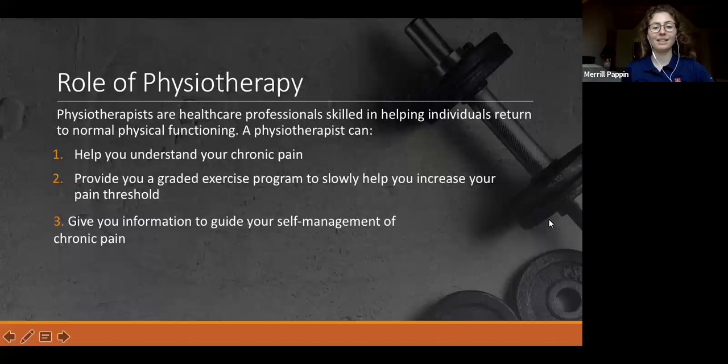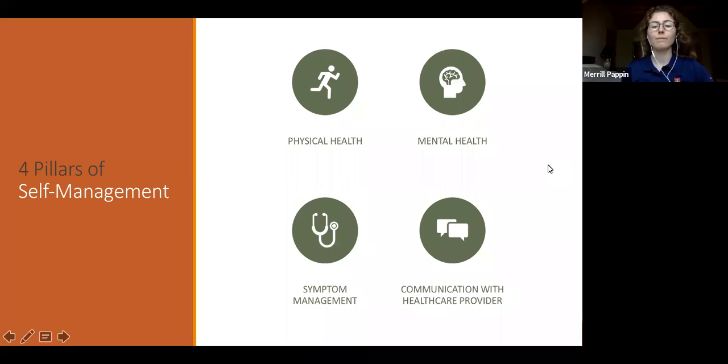Okay, so the next thing that we can talk about is the idea of self-management. It's another thing that a physiotherapist can help you with. So self-management is really your ability to use the knowledge and the resources that you have to manage your chronic disease and your symptoms and the progression of that disease.